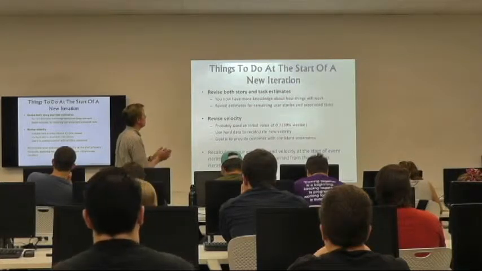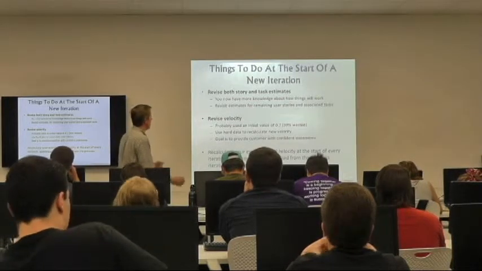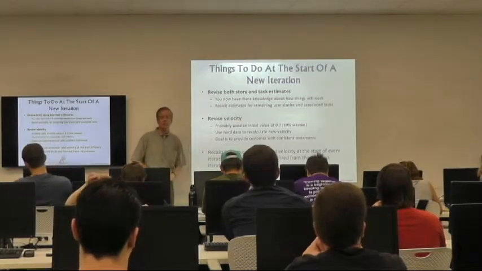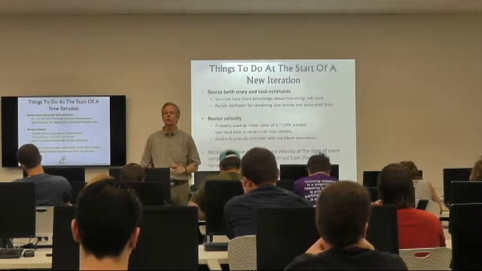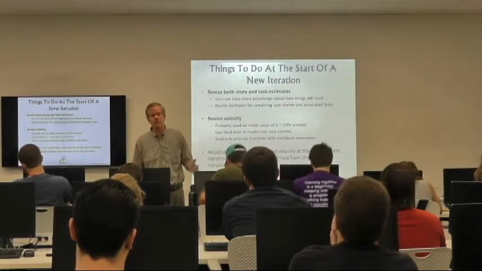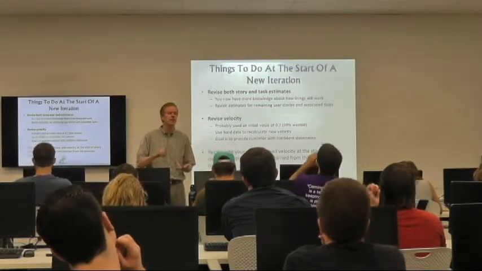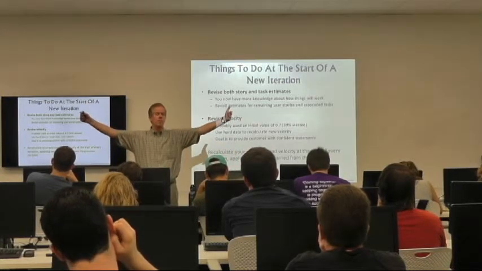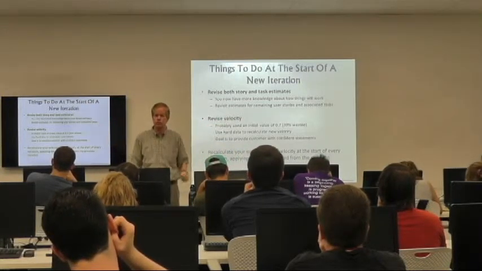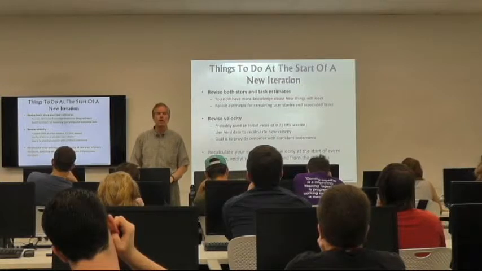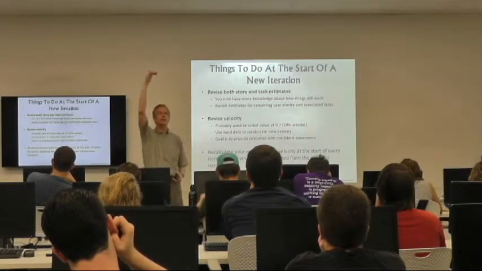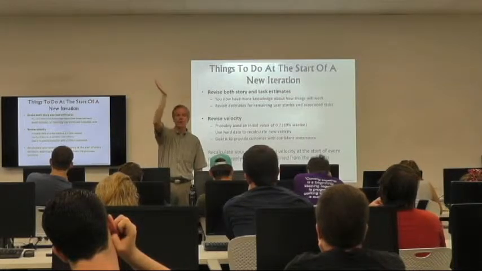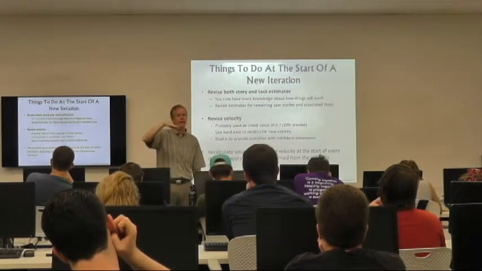Things to do at the start of a new iteration. All right. Okay? Revise both your story and your task estimates. Remember, each one of the user stories that we're working on, we've come up with an estimate for. That's going to take 5 days, 10 days, 15 days, 40 days, however long it's going to take. We have a number associated with each one of our user stories, which is great. But we also determined that those user stories are written in a language that's pretty close to the customer, which is great, but from a software development point of view, we're down here.